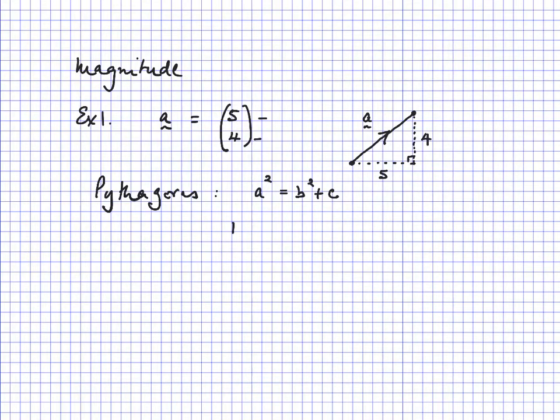For a vector, it looks like this, and these are called magnitude bars. And these will often, if not always, appear in a vector calculation involving magnitude. So what we're going to do, we're going to square the x component, we're going to square the y component, we're going to add them together and take the square root of the total.